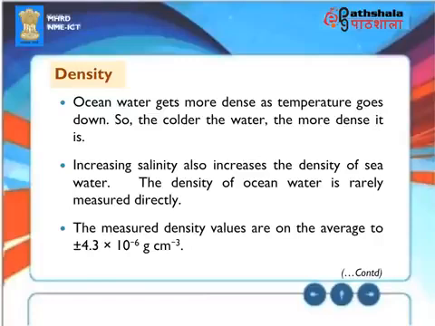Density. Ocean water gets more dense as temperature goes down. So, the colder the water, the more dense it is. Increasing salinity also increases the density of seawater. The density of ocean water is rarely measured directly. The measured density values are on average ±4.3 × 10^-6 g cm^-3.